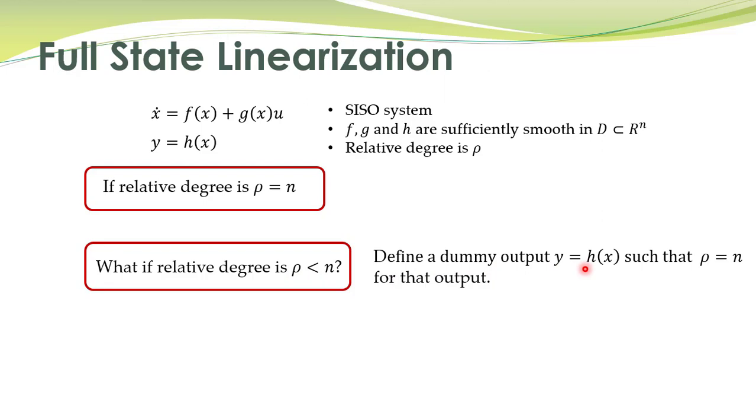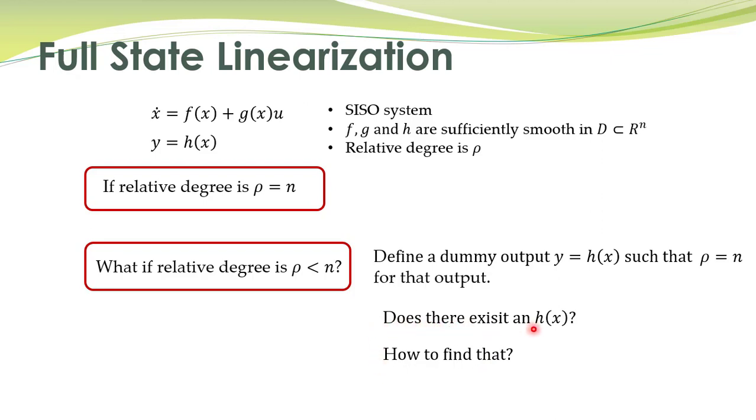n. Now there are two questions. Does there exist an h of x such that the relative degree corresponding to that h of x is equal to n? This is the first question. If it exists, then how to find that? In the previous example, we had done it just by observation, but for more complex systems, it may not be possible to find such an output just by observation. So in today's lecture, we shall be answering these two questions.